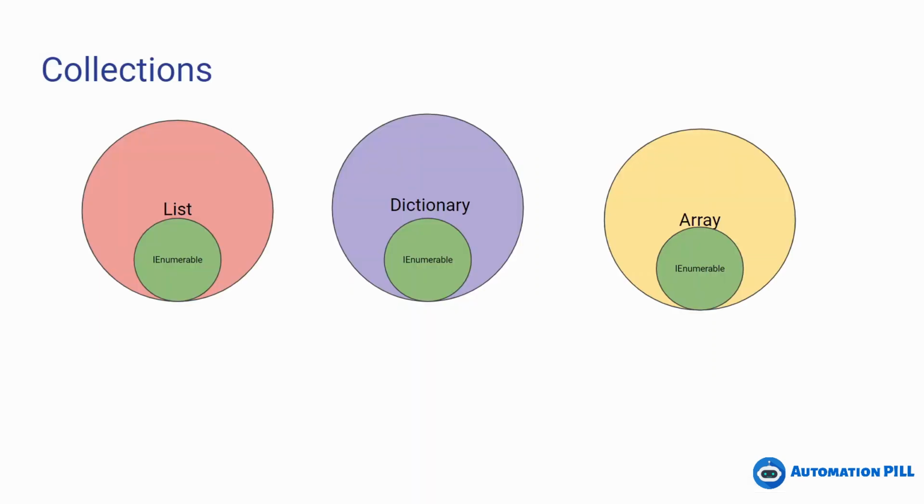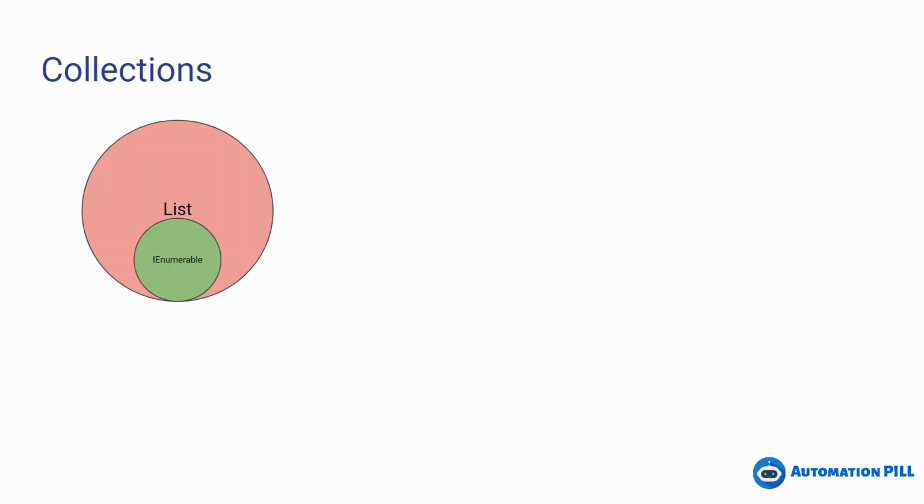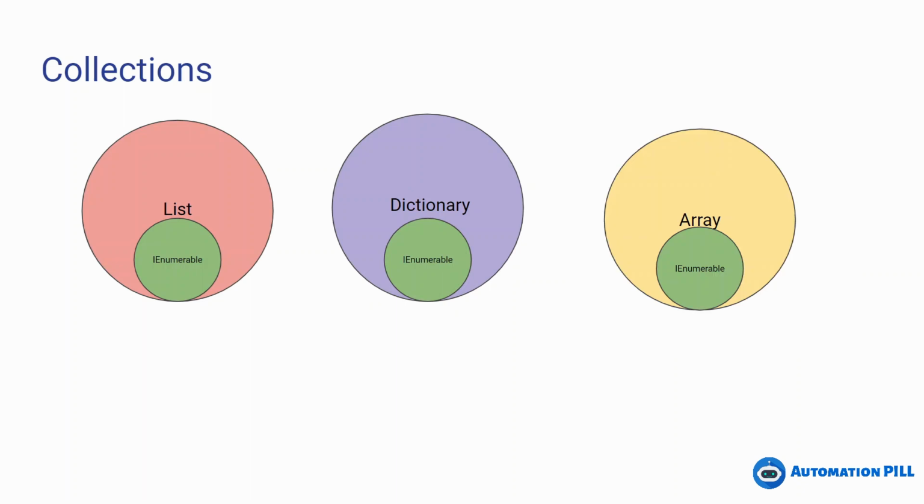Now to better understand the collections, I have drawn this diagram where I have the list, dictionary, and the array. Inside of the list, there is an enumerable also. Inside of dictionary, there are the functions of the enumerable itself. Then the same thing applies to array. There are other additional functions which are specific to list, as we have seen, the Add, the Clear, and to the array itself.